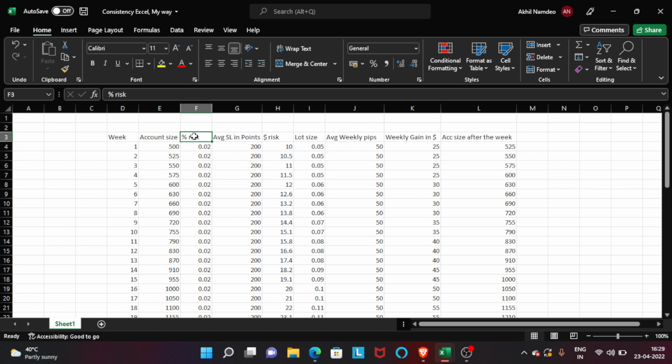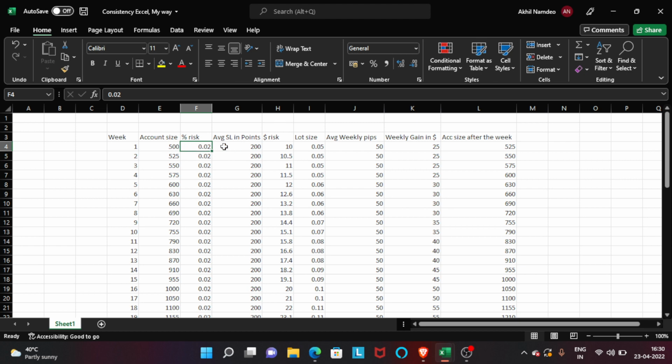Now, let's focus on the risk part, right? 2% risk is a nice risk when you are trading your personal funds. If you are trading a funded account or anything like that, you should be much more careful, because we get a certain limit which shouldn't be exceeded. So decide the risk accordingly. But 2% on a personal account size is really great.